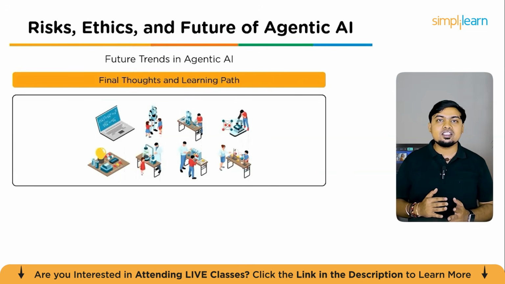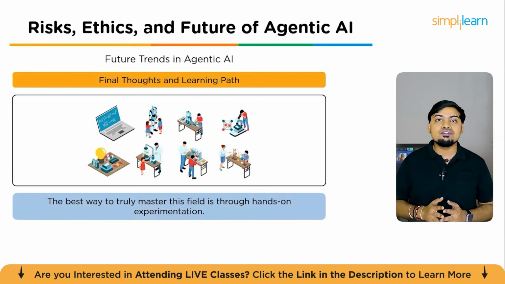Now, let's go through some final thoughts as well. You have now completed a full journey through agentic AI, starting from fundamentals and moving through architecture, planning, memory, and advanced applications. But learning doesn't stop here. The best way to truly master this field is through hands-on experimentation. Build your own agents, integrate them with tools and APIs. You can also explore multi-agent collaboration systems and experiment with evaluation and optimization techniques. Practical experience is what transforms knowledge into expertise.